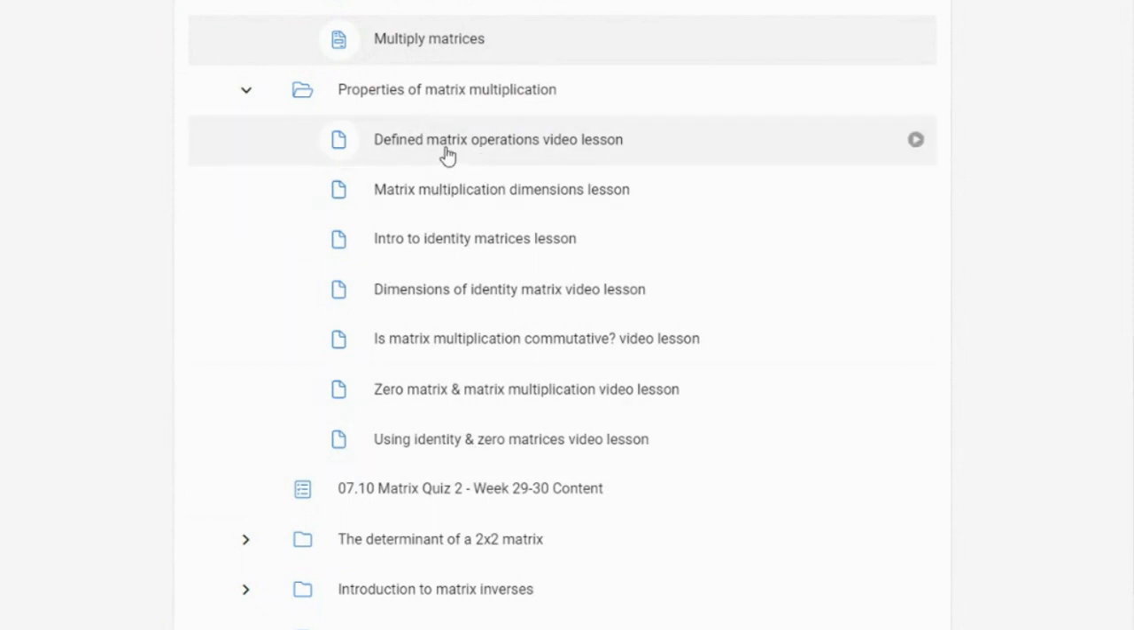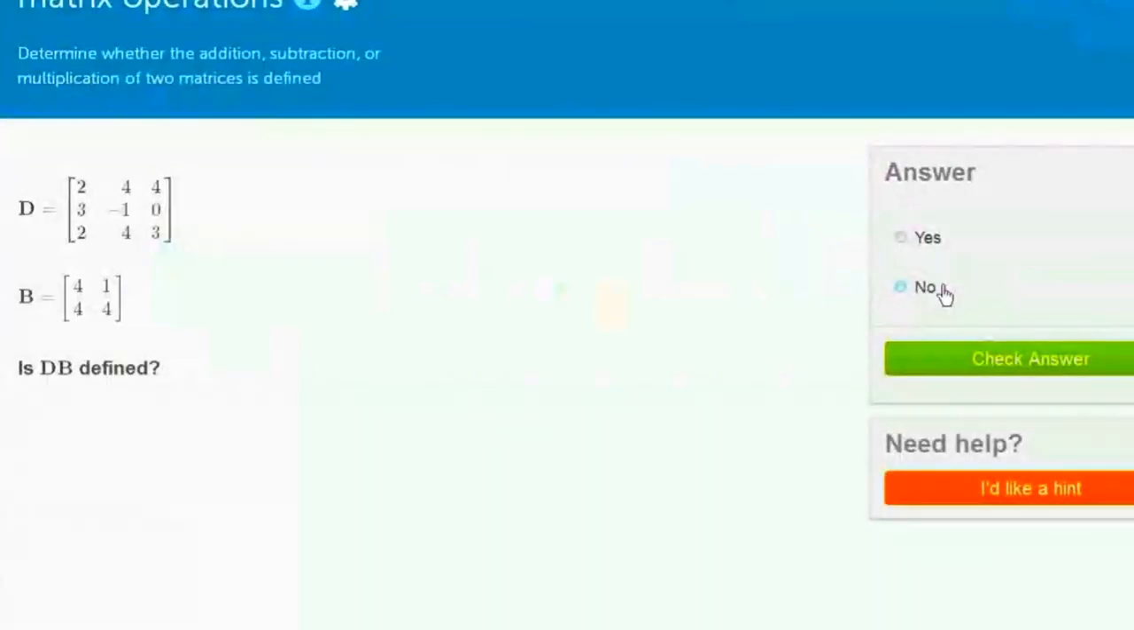Define matrix operations video lesson. All right, so let's look at what matrix operations we're defining. So we have matrix D and matrix B, and they ask us, is DB defined? Is the product D times B defined?